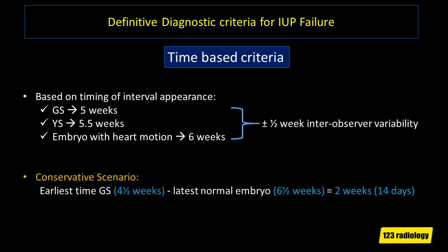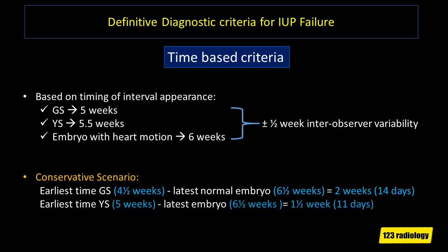The earliest time you will see a gestational sac is 4.5 weeks, minus the latest normal embryo, which is 6.5 weeks. The difference is 2 weeks or 14 days. Again, the earliest time you will see a yolk sac is 5 weeks, minus the latest embryo seen at 6.5 weeks. The difference is 1.5 weeks, or 11 days.